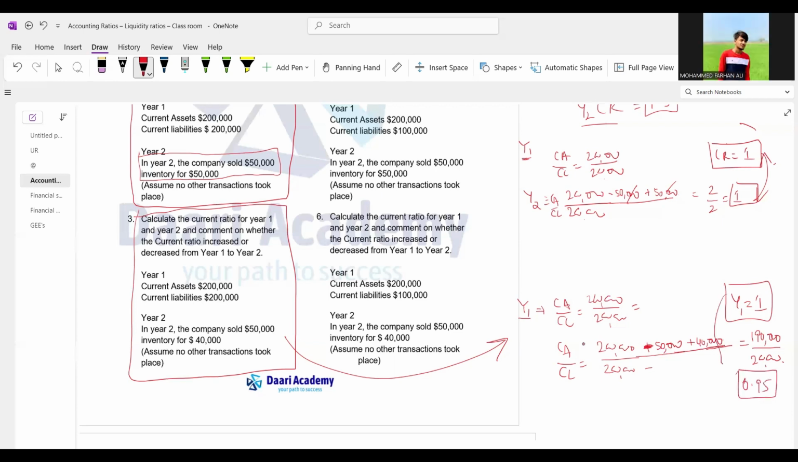ईयर वन में रेशियो क्या था? 1। ईयर टू में रेशियो क्या है? 0.95। इंक्रीज और डिक्रीज? फरहान, डिक्रीज सर। समझ में आ गया अभी आपको? अंडरस्टूड? क्लियर? जी जी, एक्सलेंट.